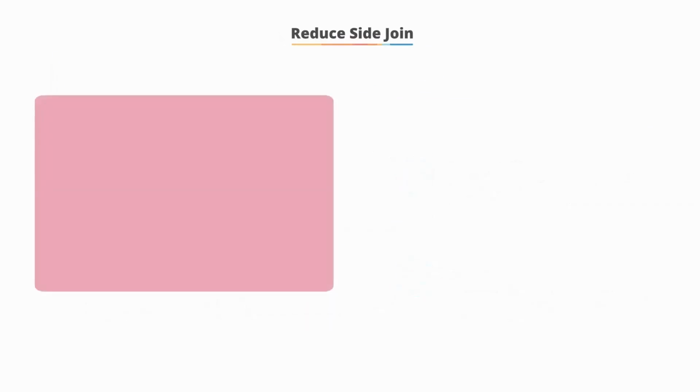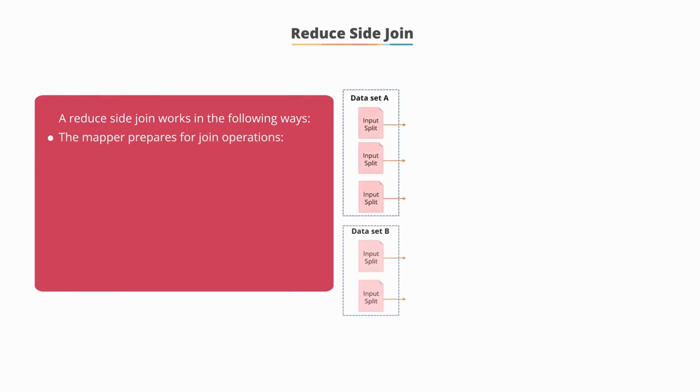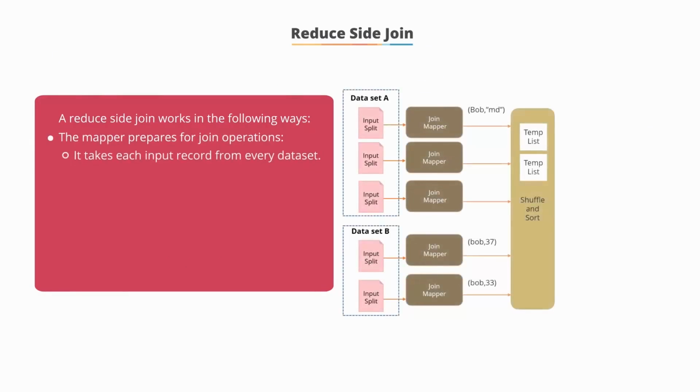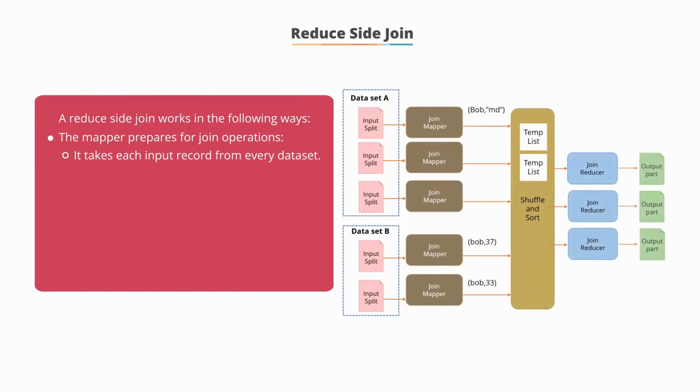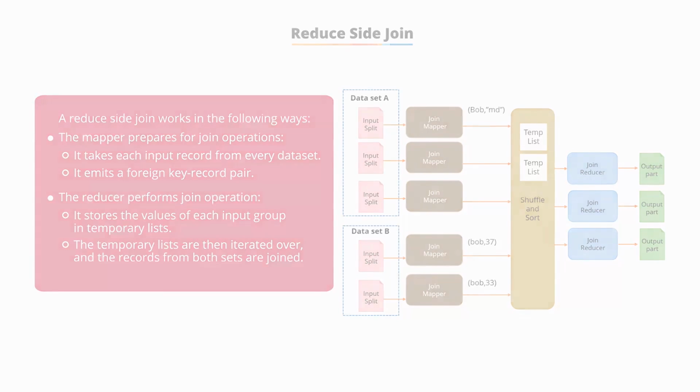A reduce side join works in the following way. The mapper first prepares for join operations. It takes each input record from every dataset and emits a foreign key record pair. The reducer then performs a join operation where it collects the values of each input group into temporary lists. The temporary lists are then iterated over, and the records from both sets are now joined.